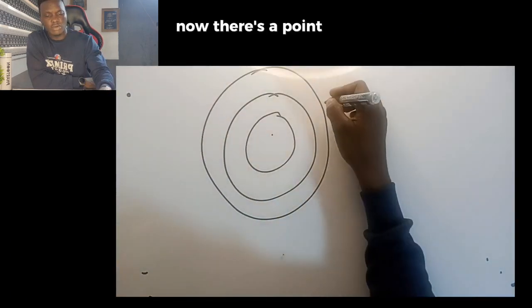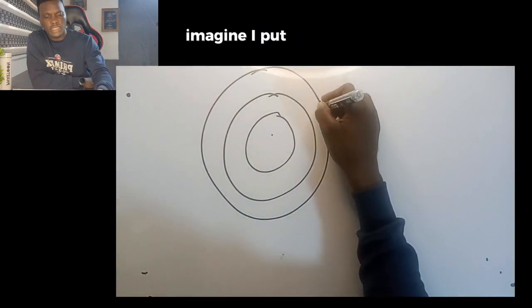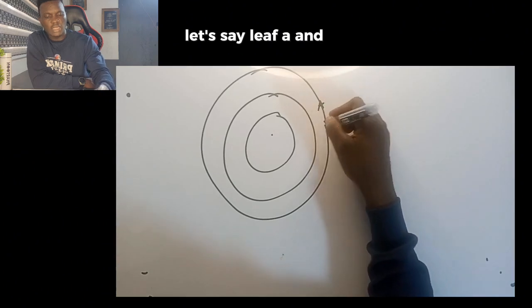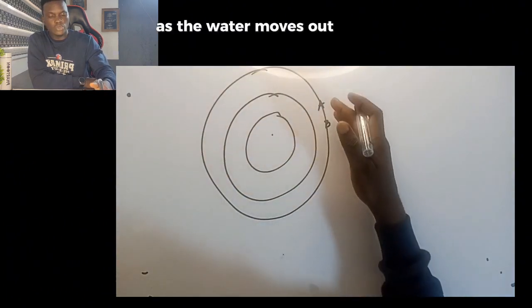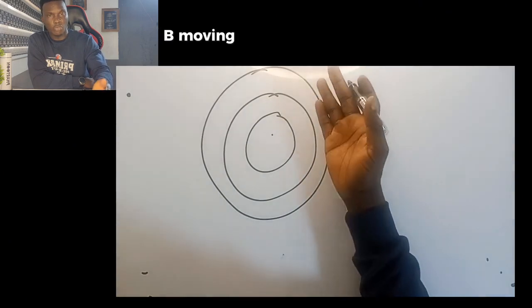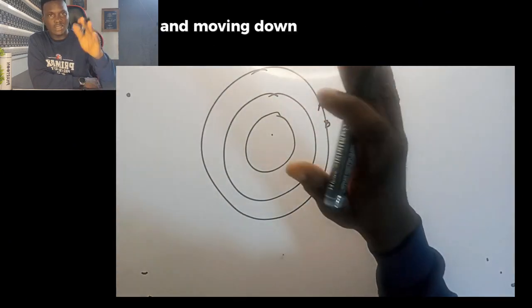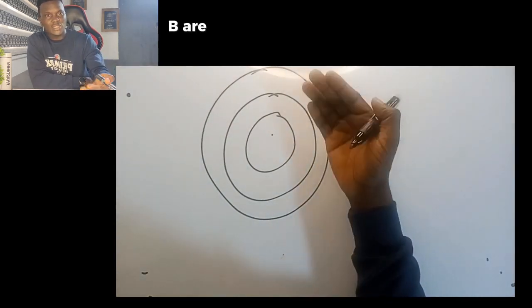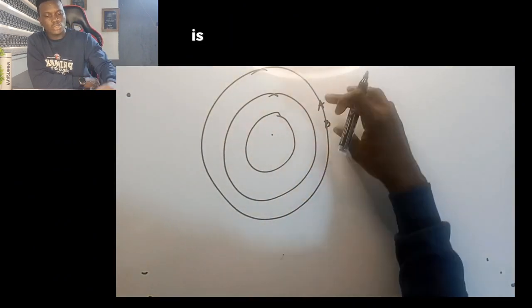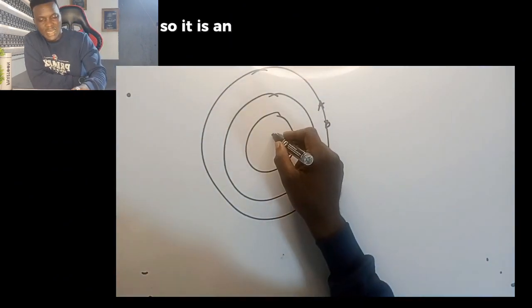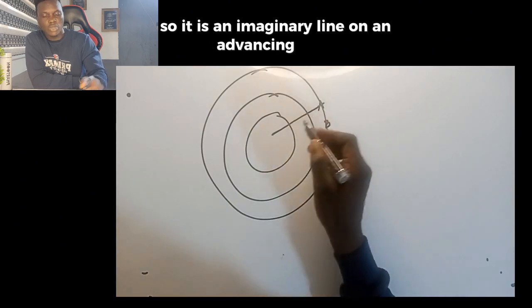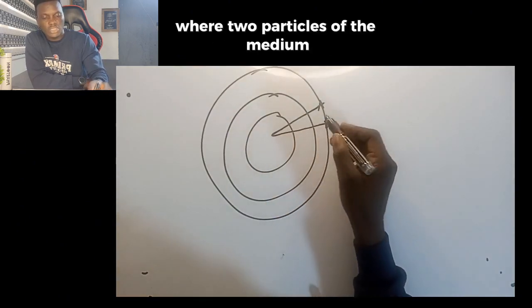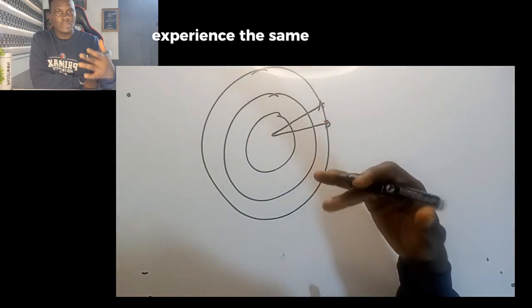Now, there's a point on the surface of the water. Imagine I put a leaf here. Let's say leaf A and leaf B. As the water moves out, you see leaf A and leaf B moving up at the same time and moving down at the same time. So that point where leaf A and leaf B are experiencing the same disturbance is called the wavefront. So it is an imaginary line on an advancing wave where two particles of the medium experience the same disturbance.